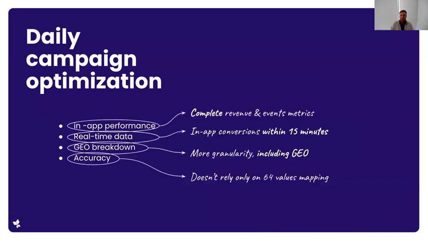So with single source of truth, we get for each one of them the best solution that we can have, rather than using each attribution system on its own. In performance, the single source of truth has the most complete revenue and in-app events metrics. It provides real-time data within 15 minutes, thanks to the AppsFlyer attribution capabilities of real-time attribution. And we get geo breakdown thanks to modeling that we're able to extrapolate from the AppsFlyer attribution into SKAN, with high accuracy of this breakdown. And accuracy, probably the most important thing: we don't have to rely only on 64 values. We can make it a lot more accurate by leveraging the AppsFlyer attribution accuracy.